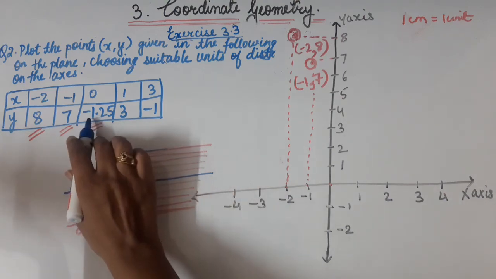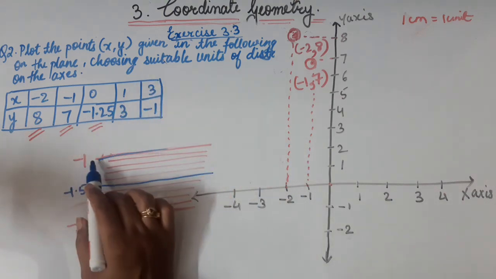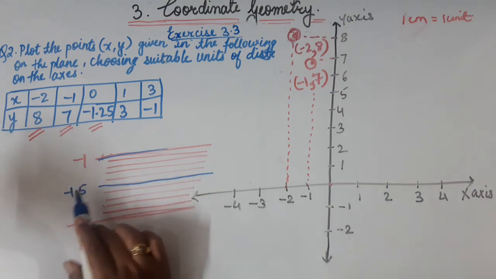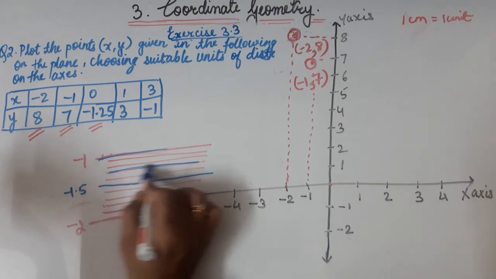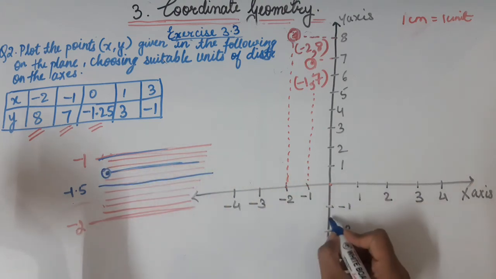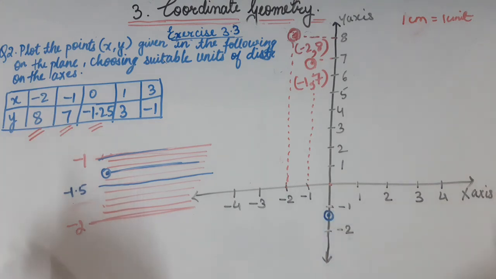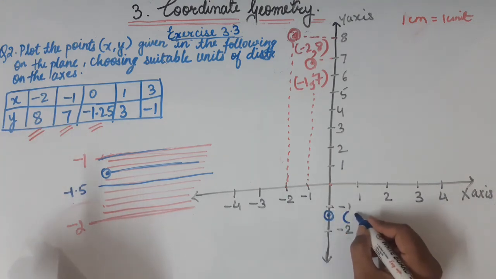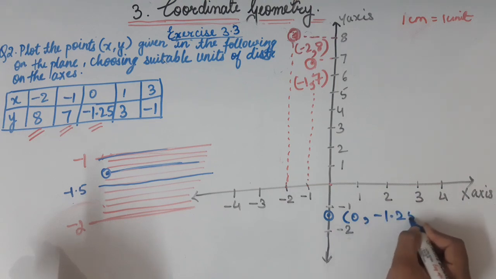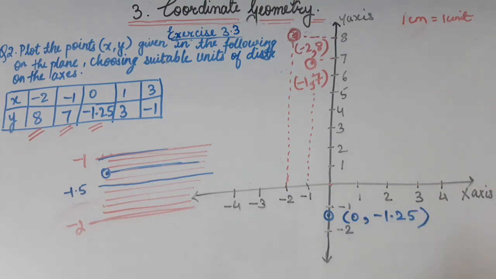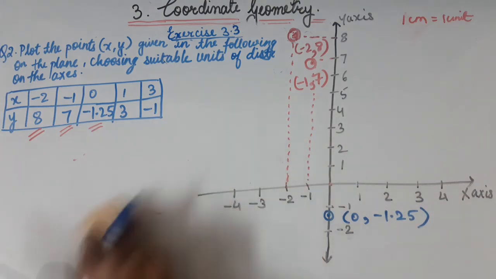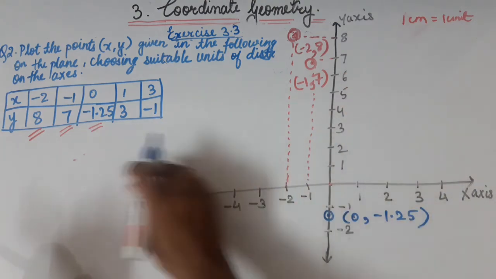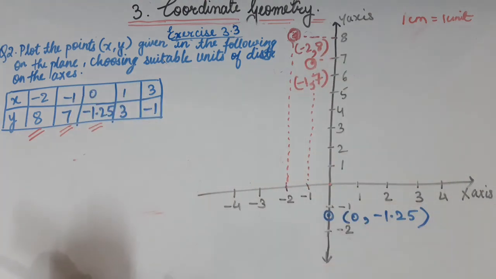And now you want to plot minus 1.25. That means half of minus 1 and minus 1.5. So the center of this will be this one, right? So you will mark here, and this will be your point (0, -1.25). Now if you notice, the point is on the y-axis. If the x coordinate is 0, the point must be on the y-axis, we know this, right?